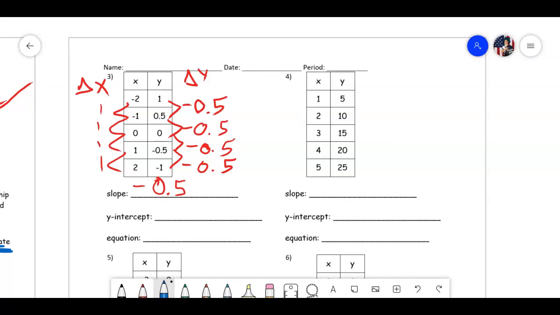Y-intercept. When x is 0, what is my y? Y-intercept is 0. Kind of weird, but it's all right. What's my equation going to be? So we put the slope, negative 0.5x, and you might want to write plus 0, but you don't need to. You never really see that. So that's it.